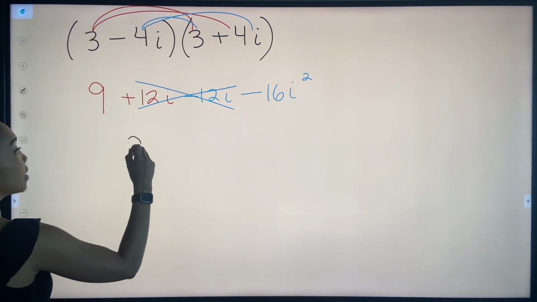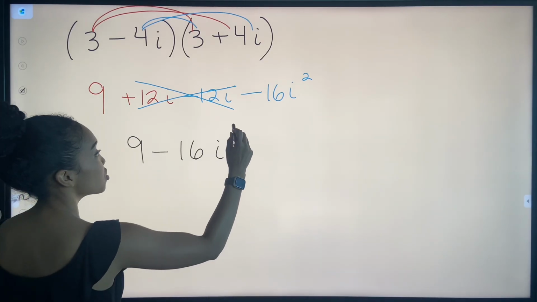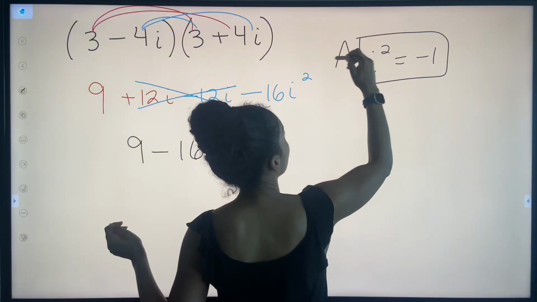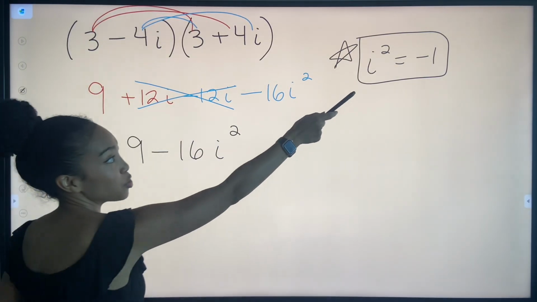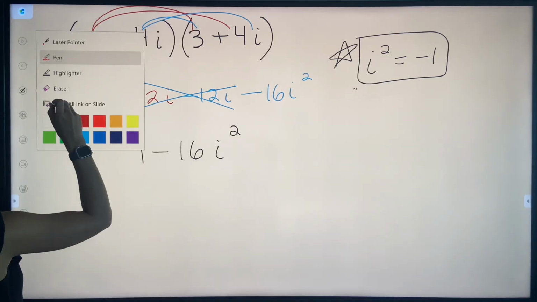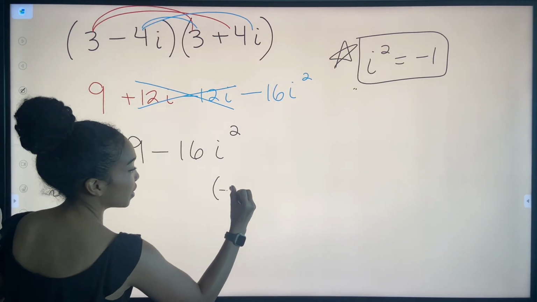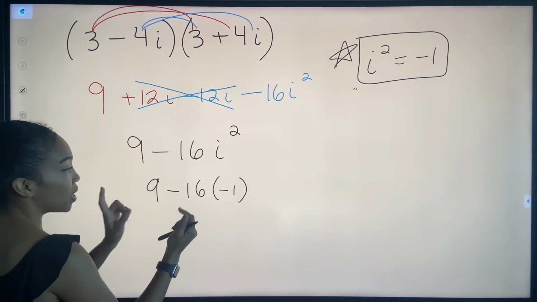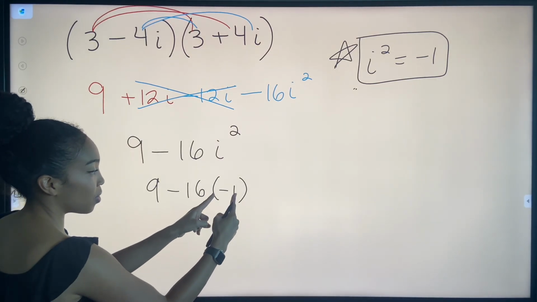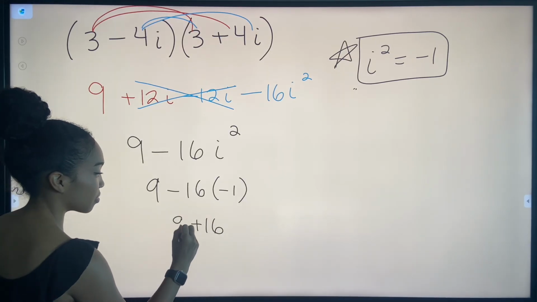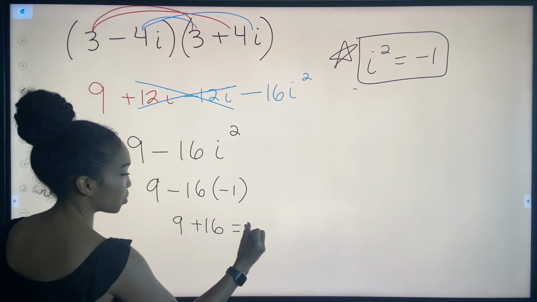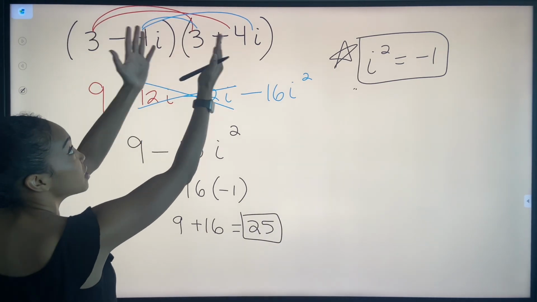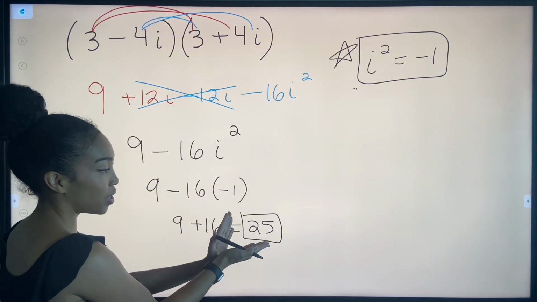I am left with 9 minus 16i squared. Remember, i squared is equal to negative 1. That's important to remember. So I can replace this i squared with a negative 1. Everything else can come down. So a negative 16 and a negative 1, that's a positive 16. So 9 plus 16 is equal to 25. So when you multiply two conjugates together, you always get a real number.